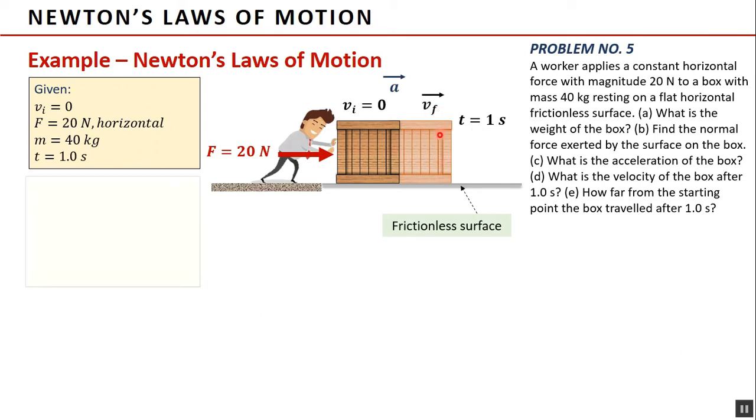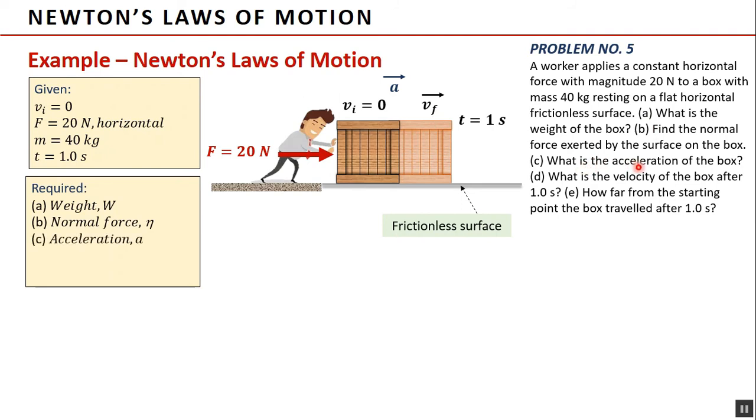We list the required quantities. Letter A, weight of the box. Letter B, the normal force. Letter C, the acceleration of the box. Letter D, the final velocity 1 second later. And letter E, the distance traveled.